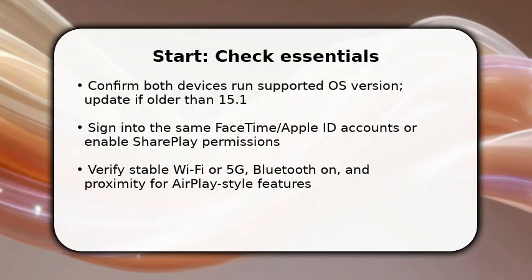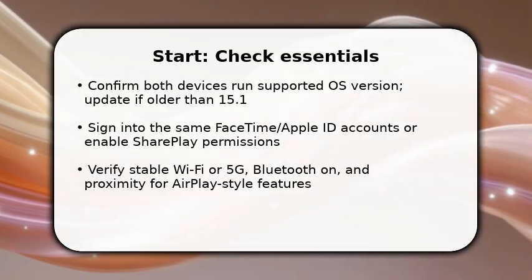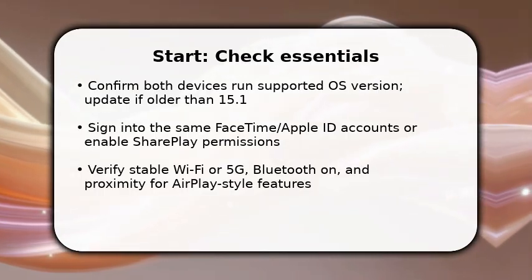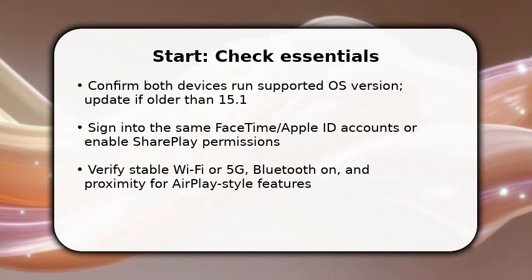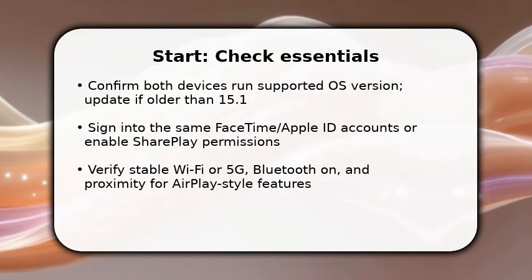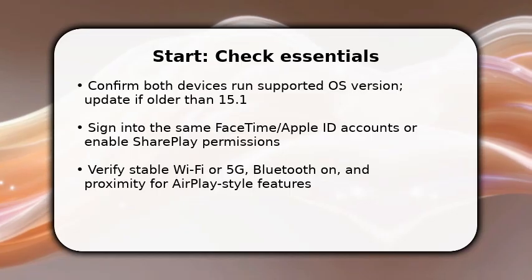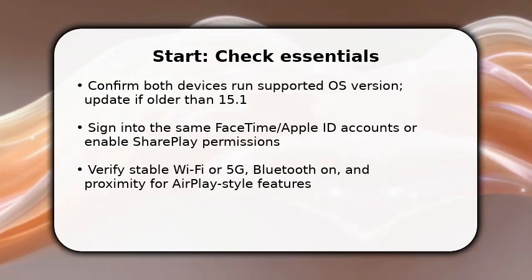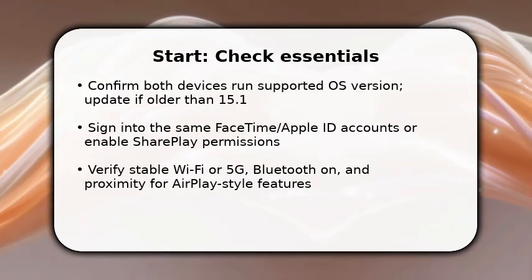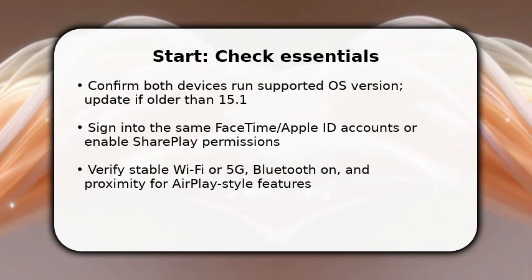You begin by confirming the prerequisites and taking the first actionable steps. Make sure both devices are updated to a supported OS and signed into the correct Apple ID. This prevents authentication blocks. Once done, enable FaceTime and SharePlay permissions in Settings and connect both devices to the same Wi-Fi network to reduce latency. If you plan to stream media, open the app you want to share and prepare playback controls so you can initiate SharePlay immediately when prompted.